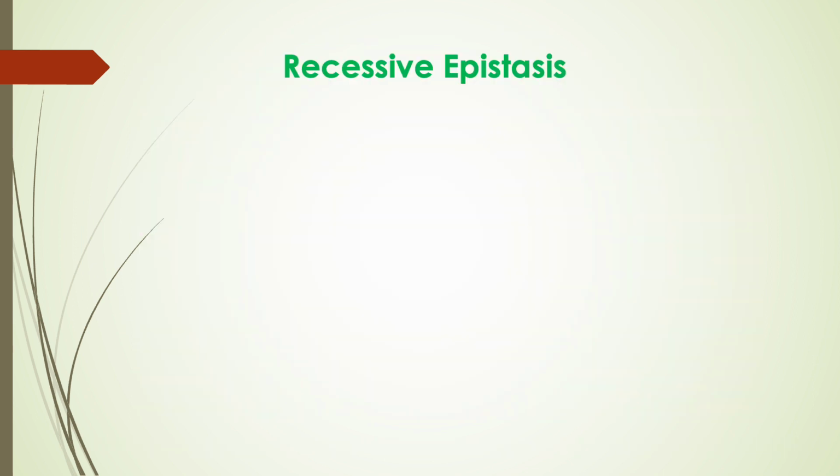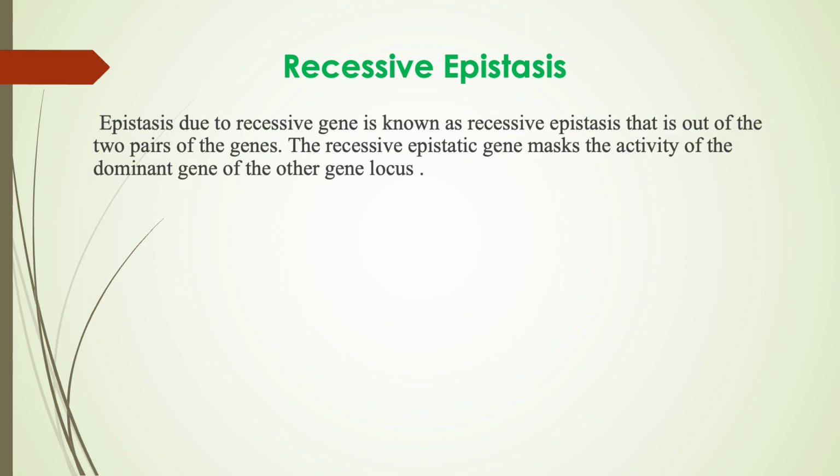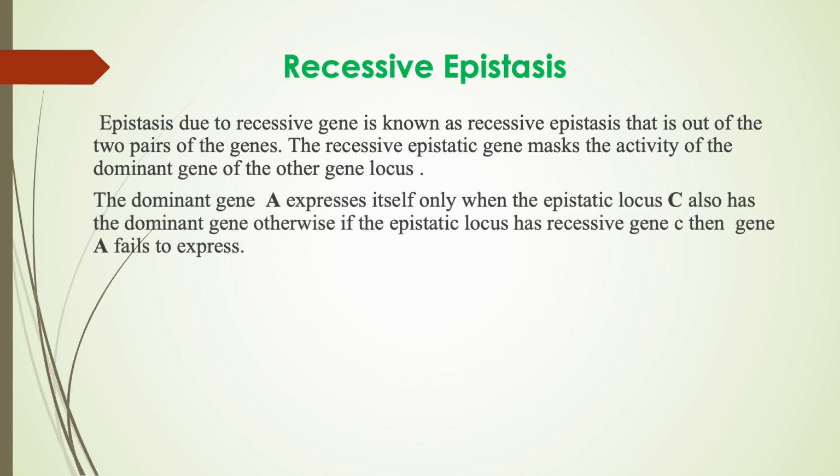Now the next one is recessive epistasis. This epistasis is due to a recessive gene, so it is termed recessive epistasis. That is, out of the two pairs of genes, the recessive epistatic gene masks the activity of the dominant gene of the other gene locus. So the dominant gene A expresses itself only when the epistatic locus capital C also has the dominant gene. Otherwise, if the epistatic locus has the recessive gene small c, then gene A fails to express.